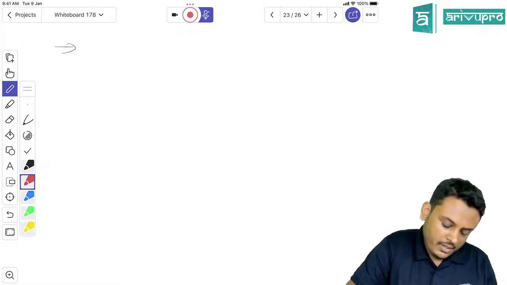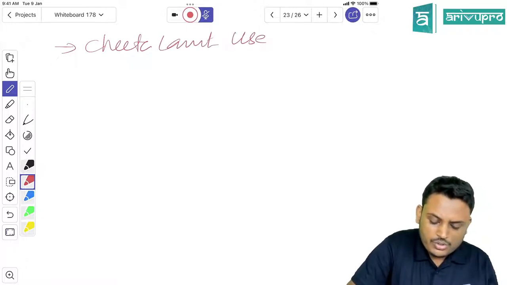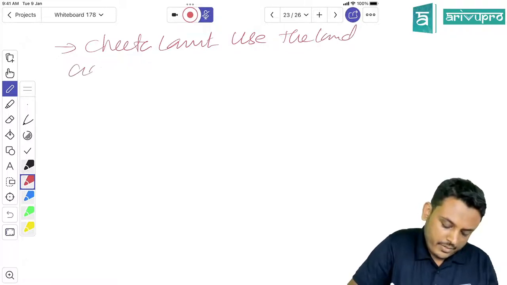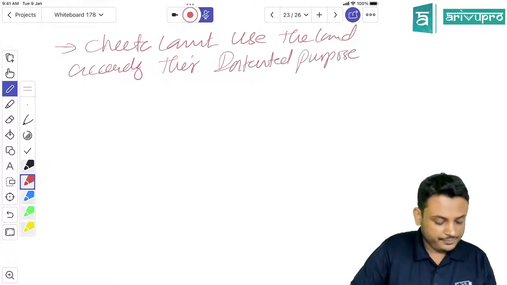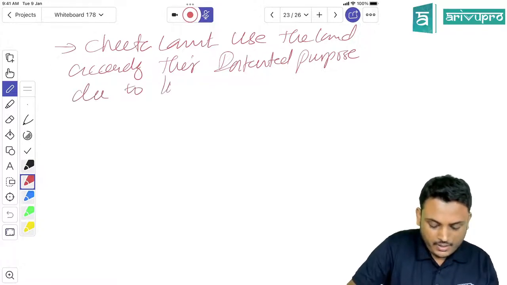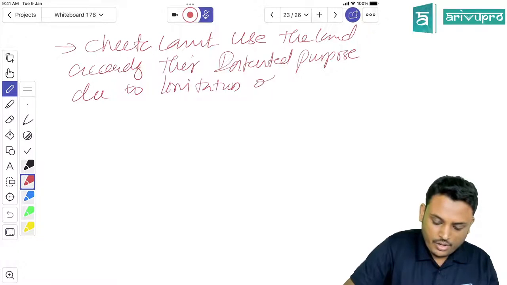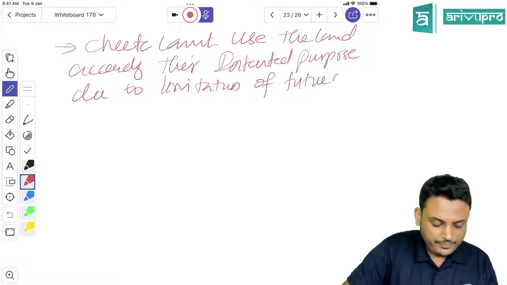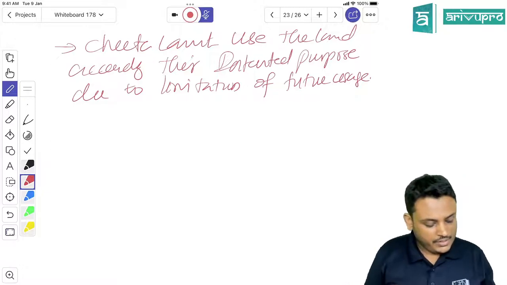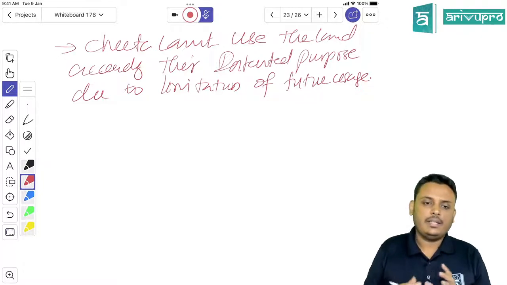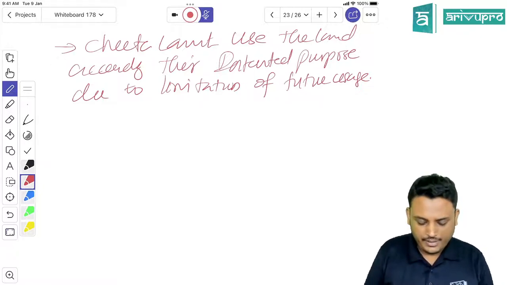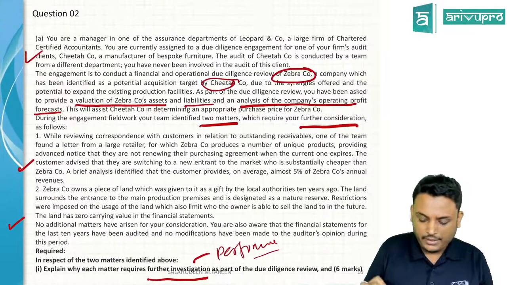Sometimes, Cheetah cannot use the land according to their intended purpose due to limitation on future usage. Right. That is also possible. So all these matters are to be considered. This is what you have to write in the answer. Okay. I hope you all understood this part. Right.